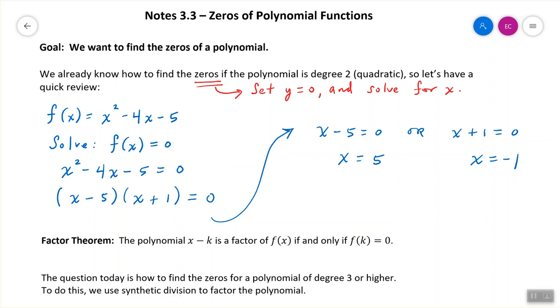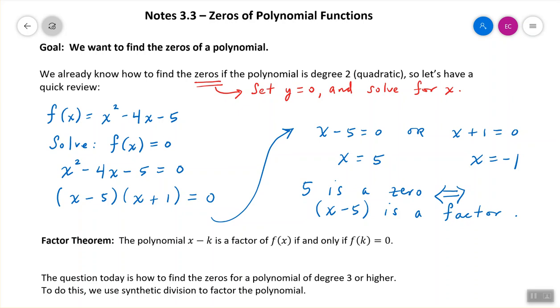And so there's an important result here. 5 is a zero because x minus 5 is a factor. Five is a zero because we have the factor x minus 5. Well, that's what the factor theorem says. The factor theorem says that for every zero, for every solution, there has to be a corresponding factor. And vice versa. For every factor, there has to be a corresponding zero. So x minus 5 makes the solution 5. x plus 1 makes the solution negative 1. x minus k makes the solution x equals k.